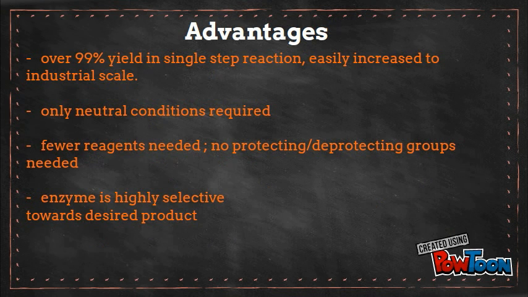The advantages of this method are that it has over 99% yield in a single-step reaction, which means that it can be scaled up very easily to an industrial scale, due to the fact that the reaction occurs at room temperature under neutral conditions and low pressure. Another advantage is that fewer reagents are needed, since there are no protecting groups required, because the enzyme is highly selective towards the desired product.